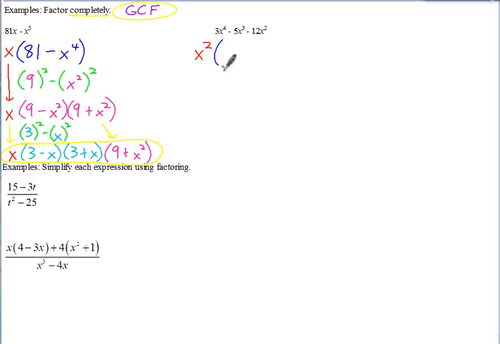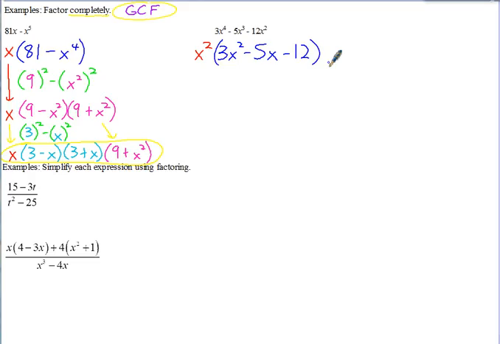Let's see what that leaves us with. So then we're left with 3 is still there, and then x squared times x squared would give you x to the fourth, minus 5 is still there. There's 1x left, because x times x squared would give you x cubed, minus just the 12, because we factored out the x squared. So now we've got the GCF of x squared factored out.